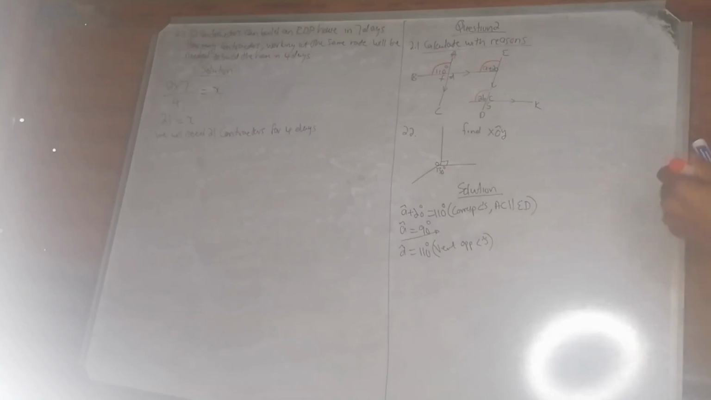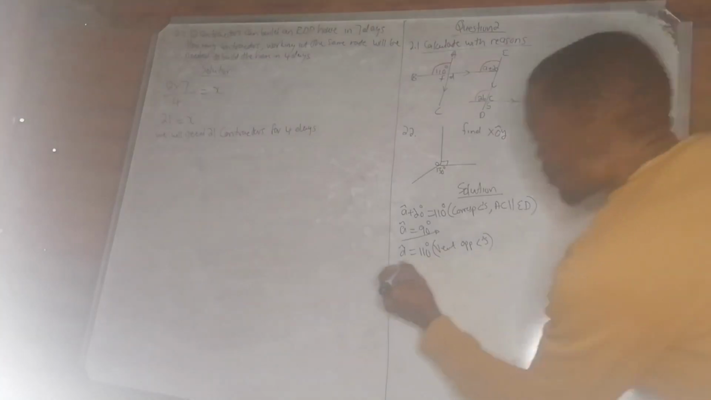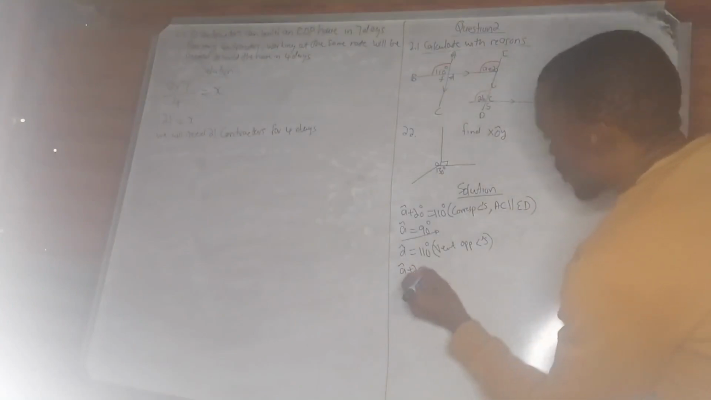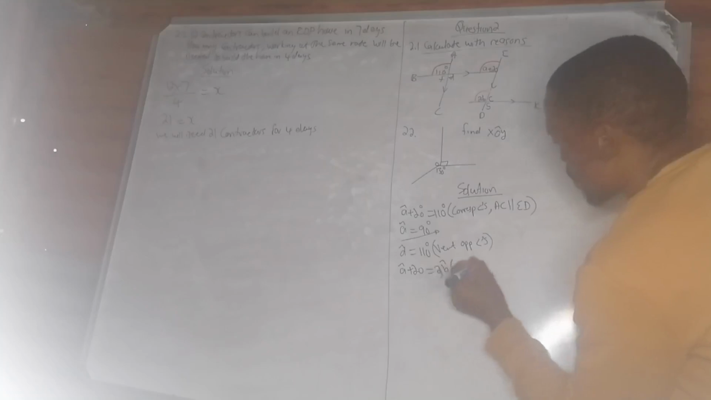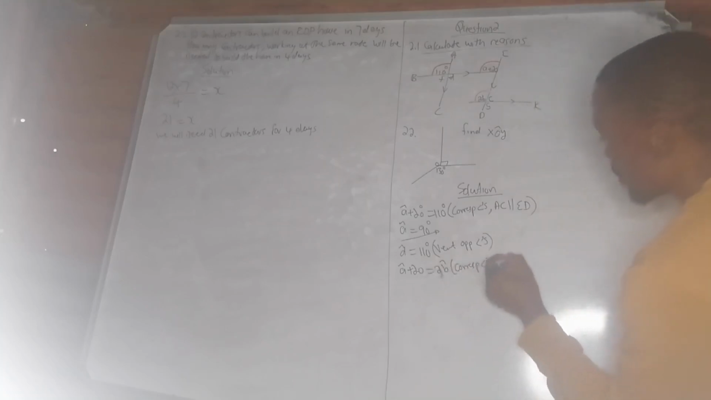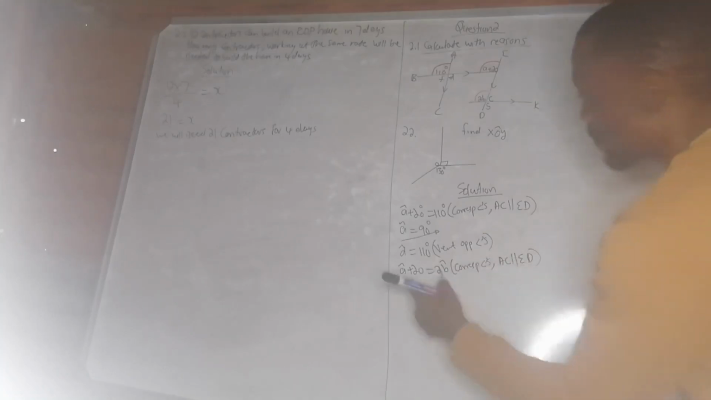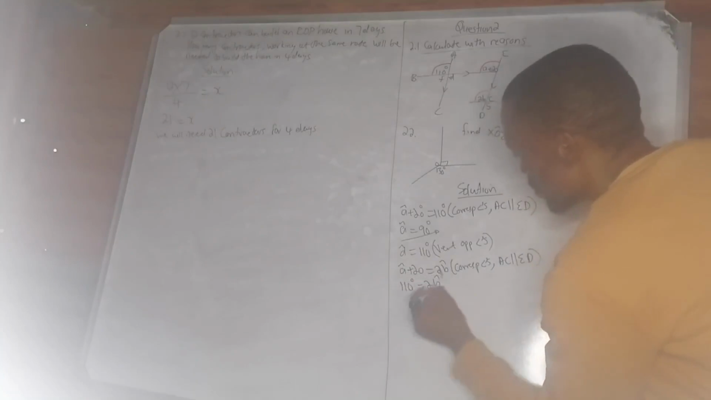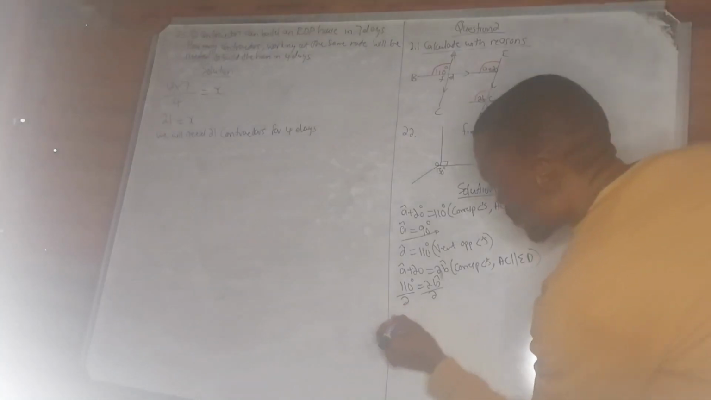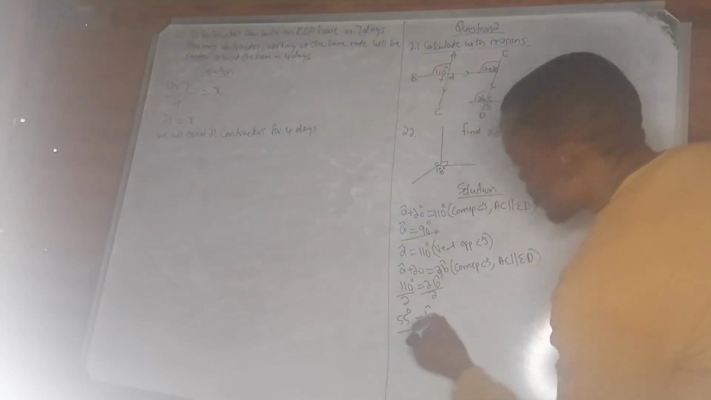So A plus 20 equals 2B. They are corresponding angles. AC parallel to ED. A is 90, 90 plus 20 is 110. 110 divided by 2 is 55. So B is 55.